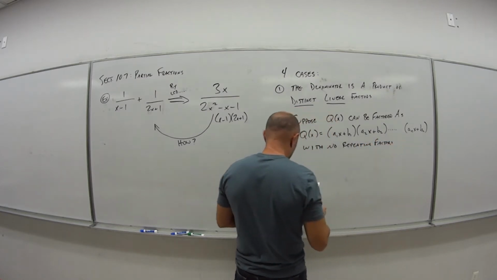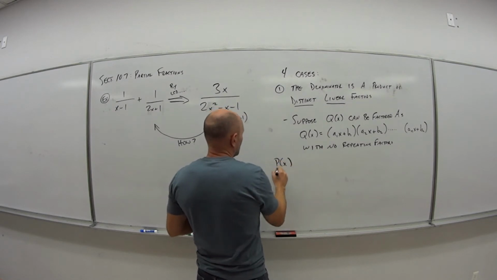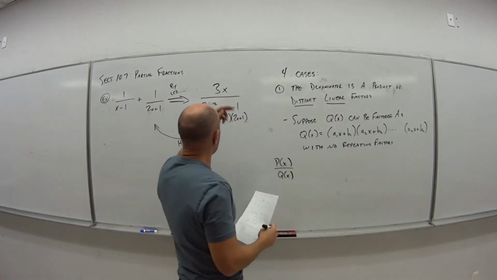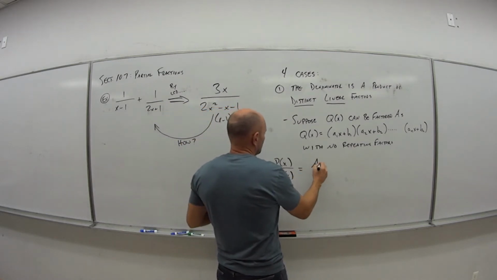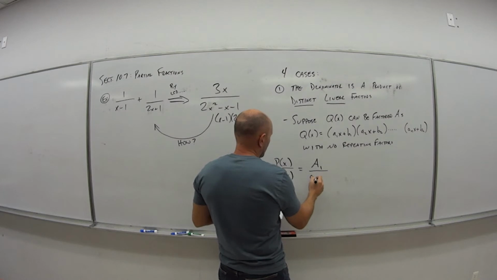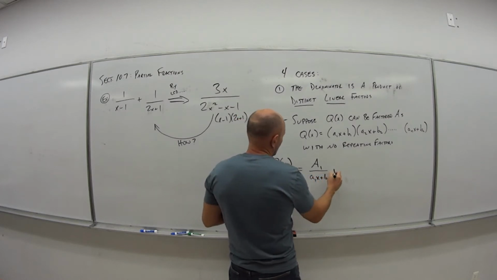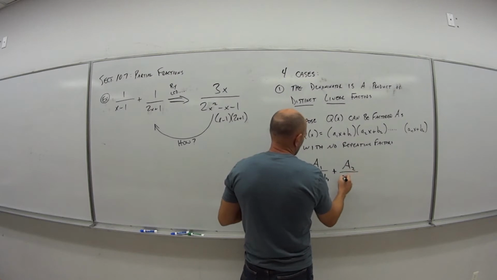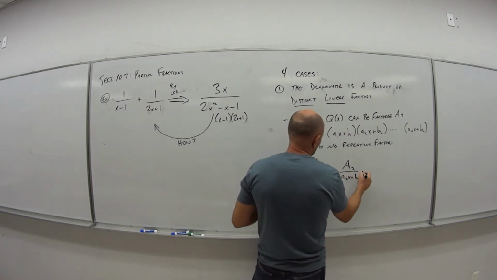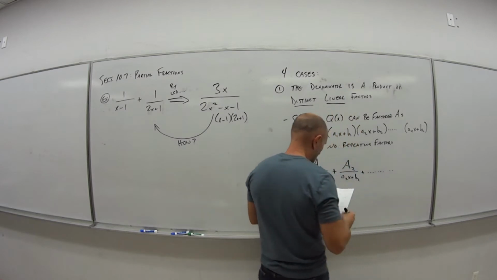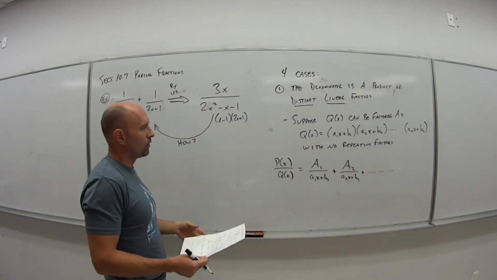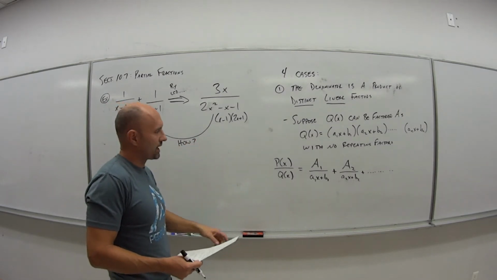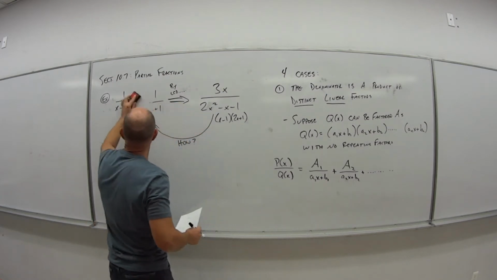If that's the case, then my rational expression p of x over q of x, where I have a polynomial in the numerator and a polynomial in the denominator, can be broken up as A1 over a1x plus b1, plus A2 over a2x plus b2, etc., however many I have. And once I have that, I can go ahead and solve a fraction equation, basically. So let's look at an example.